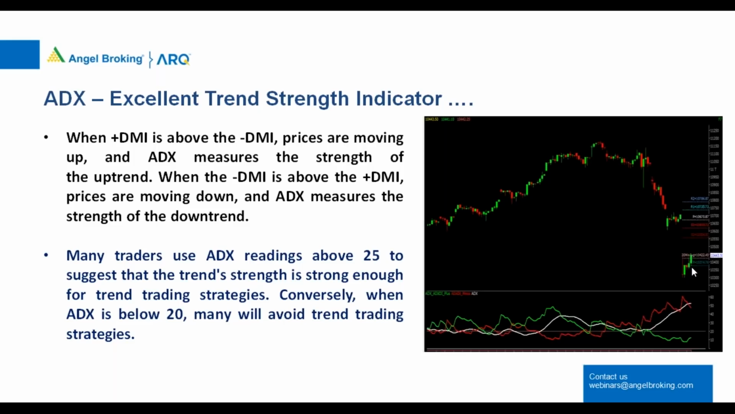So what many traders do is that when the ADX value is more than 25, that suggests that the trend is strong, and that is a good time for trend trading strategies. Conversely, when the ADX is below 20, many will avoid trend trading strategies. That's not a good time for trending strategies. It's more for trendless markets, so oscillators will be more useful.